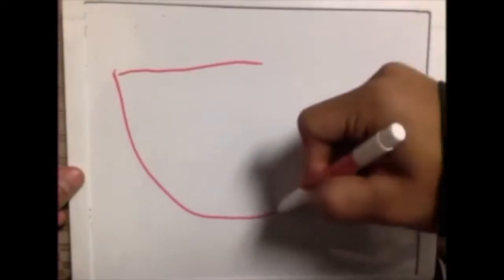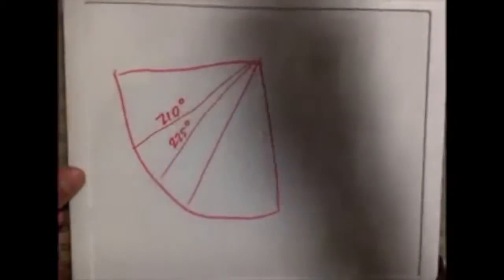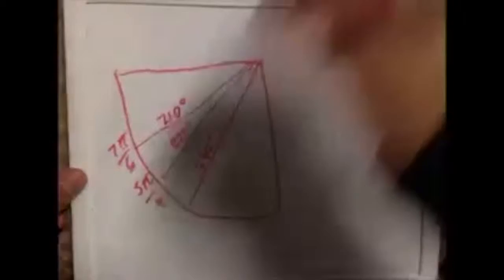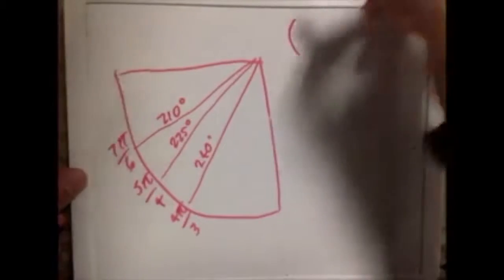A few days ago, I had broken my wrist. How unfortunate. The doctors needed to take an x-ray of my body, and this is what the x-ray looked like. Inside were my negative values of 210, 225, 240, and in radians, 7 pi over 6, 5 pi over 4, and 4 pi over 3.